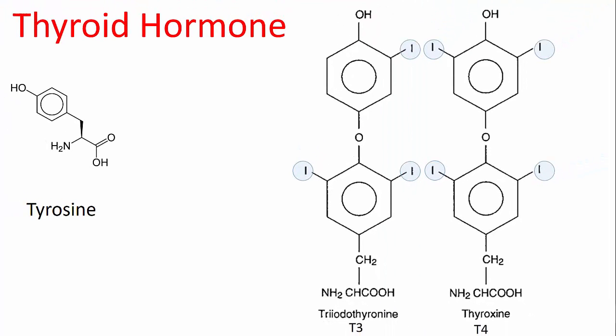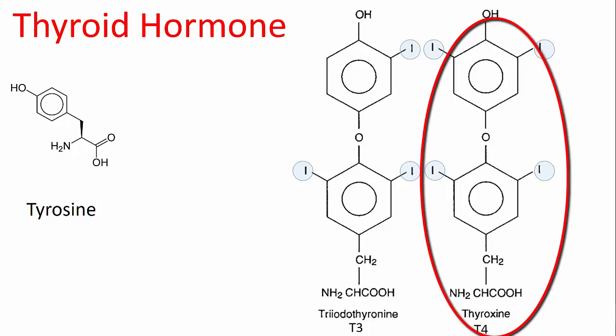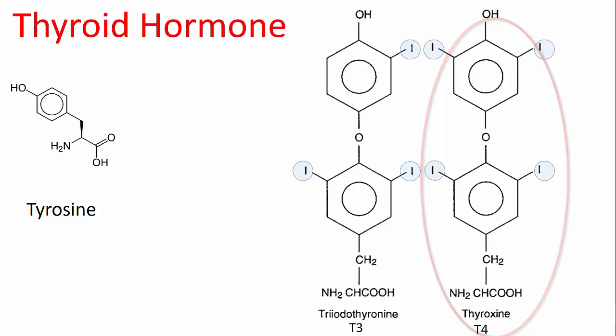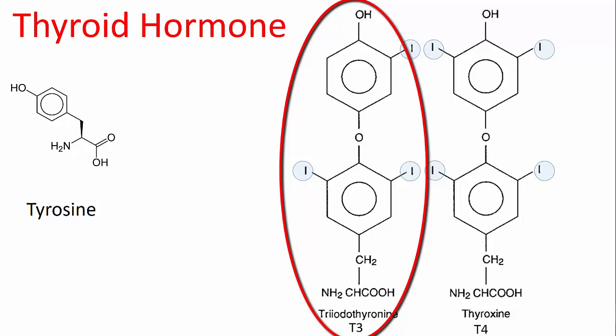Thyroid hormone is synthesized from the amino acid tyrosine, shown here on the left. Thyroid hormone comes in two active forms. One form has 4 iodine atoms, thyroxine, or T4. The other form, triiodothyronine, has 3 iodine atoms.